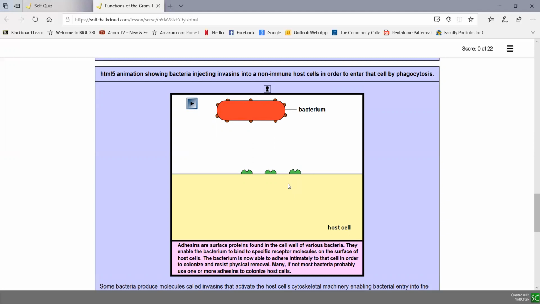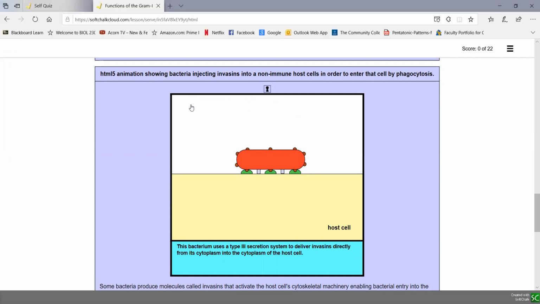But this is a quick animation showing how bacteria can first use adhesins to adhere to the surface of cells. Then they can use a type 3 secretion system to polymerize a hollow needle that penetrates our cell, and then they can inject effector molecules from the bacteria into our cells. There are many different types of effector molecules that do different things for the bacterium. These particular ones are called invasives because they're going to trick our host cell into engulfing the bacteria and bringing it in.